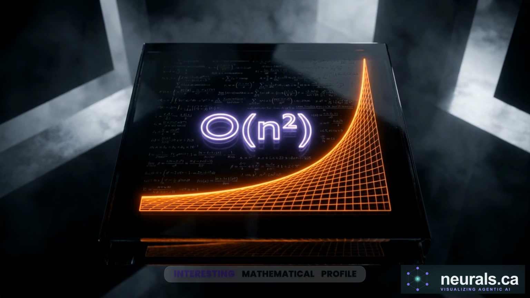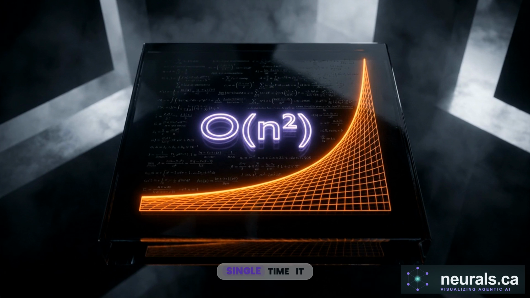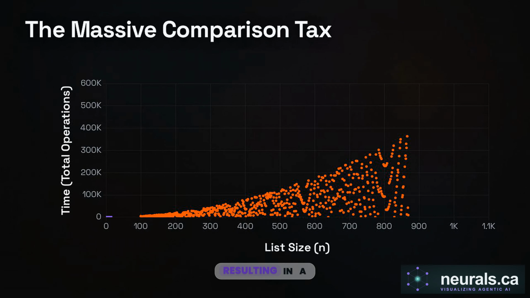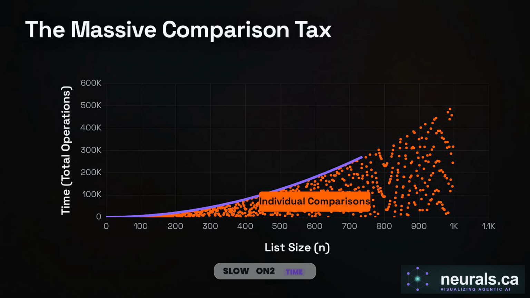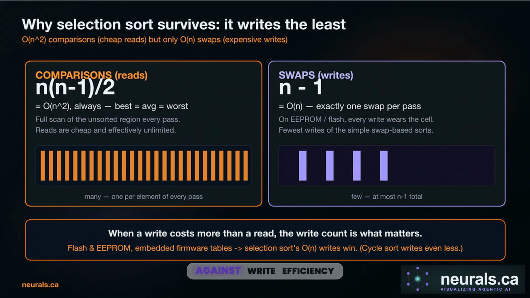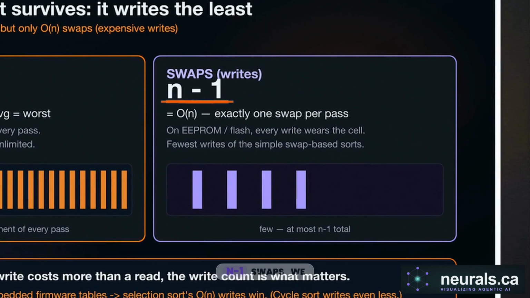This creates an interesting mathematical profile. To find the minimum value every single time, it is forced to make a massive number of comparisons, resulting in a slow O(n²) time complexity. This chart contrasts read volume against write efficiency. While the dense orange bars represent the massive comparison load, the sparse purple bars prove physical writing is strictly linear. For n items, it performs at most n-1 swaps.